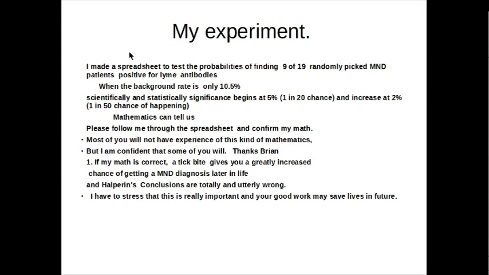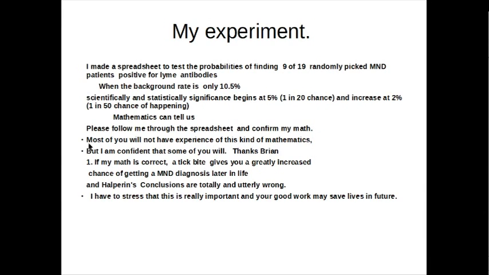So my experiment, I made a spreadsheet to test the probabilities of finding 9 of 19 randomly picked motor neuron disease patients positive for Lyme antibodies when the background rate is only 10.5%. Scientifically and statistically, significance begins at 5%, a 1 in 20 chance, and increases at 2%, which is a 1 in 50 chance. So mathematics can tell us if this experiment was significant. So please follow me through this spreadsheet and confirm my math.